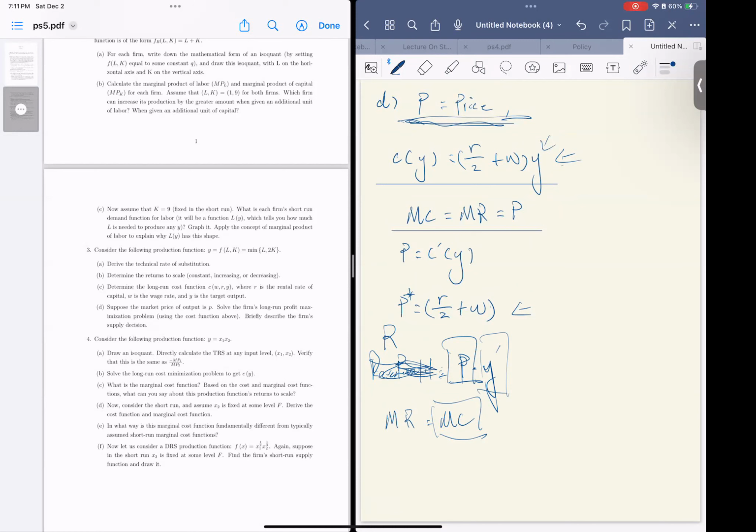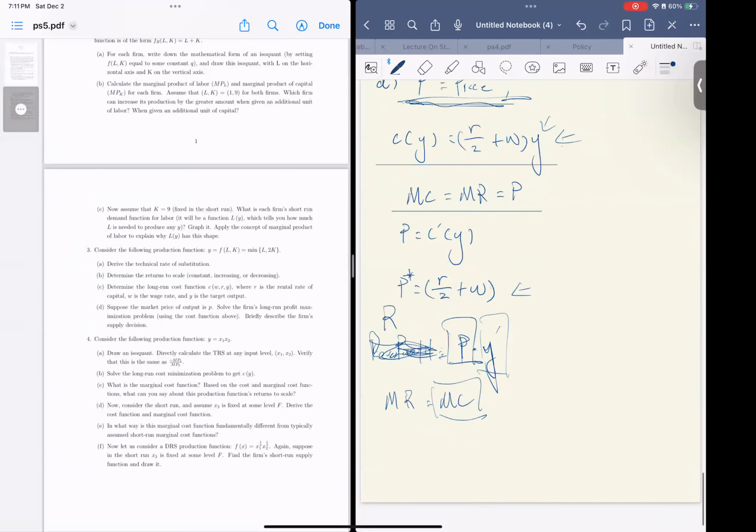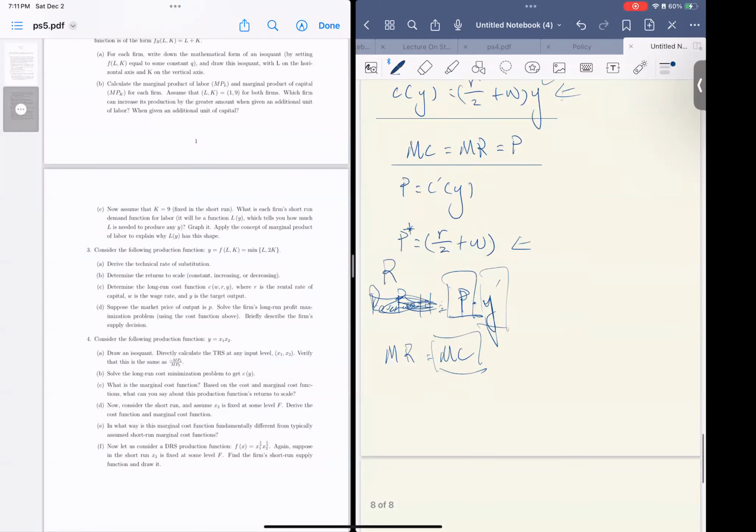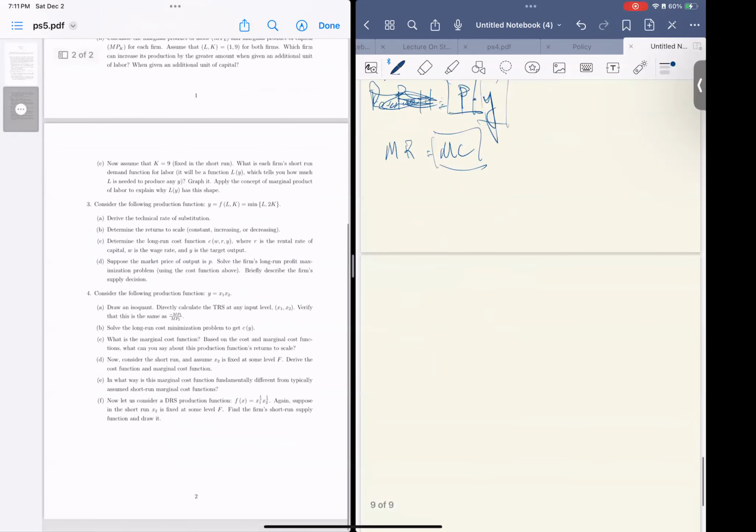Does it make sense? Yeah, I got it. I feel like I'm not explaining enough. Maybe it's just lack of experience in teaching. No, you're doing really good. Does it make sense why marginal cost equals marginal revenue equals P? Yep. Okay. I'm scared. All right, we get the point, and then let's move on to question four.